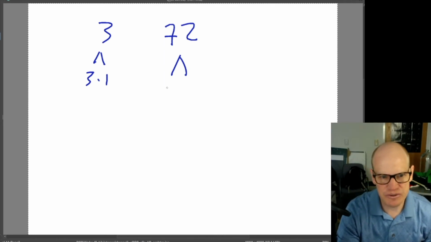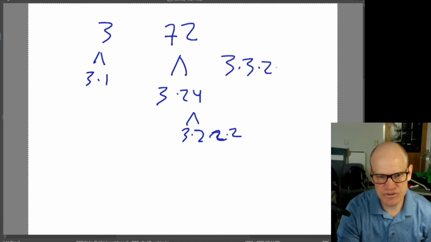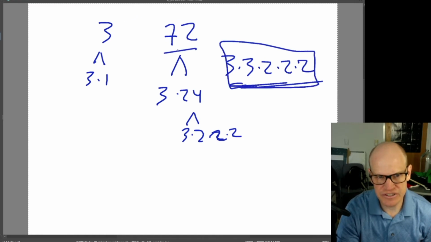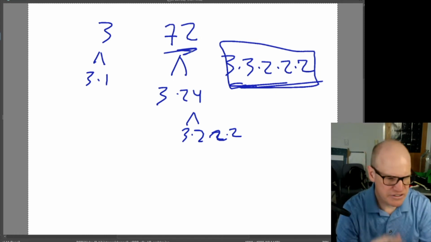So 72 is going to be what? Like 3 times 24? 24 is going to be 3 times 3 times 2 times 2? No, is that right? 24 is 3 times 2 times 2 times 2. Right, 3 times 8 is 24. So 72 is 3 times 3 times 2 times 2 times 2. And this is the only factorization that you can get of 72. There's no other combination of prime numbers that you can multiply together to get 72.